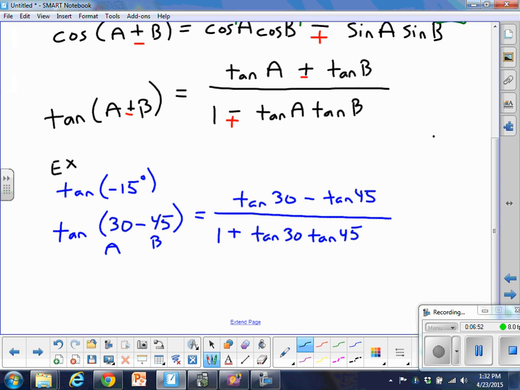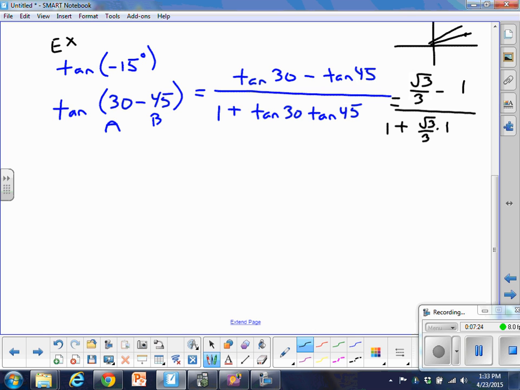Now we just need to remember these values here. So the 30-degree angle is the shorter angle in the first quadrant, so it has the smaller tangent, so it's going to be the root 3 over 3. And the 45 is right in the middle, so it's going to have the tangent of 1. Okay, so let's plug everything in. Tangent of 30, we just said is root 3 over 3 minus 1 all over 1 plus tangent of 30 again, root 3 over 3 times 1.